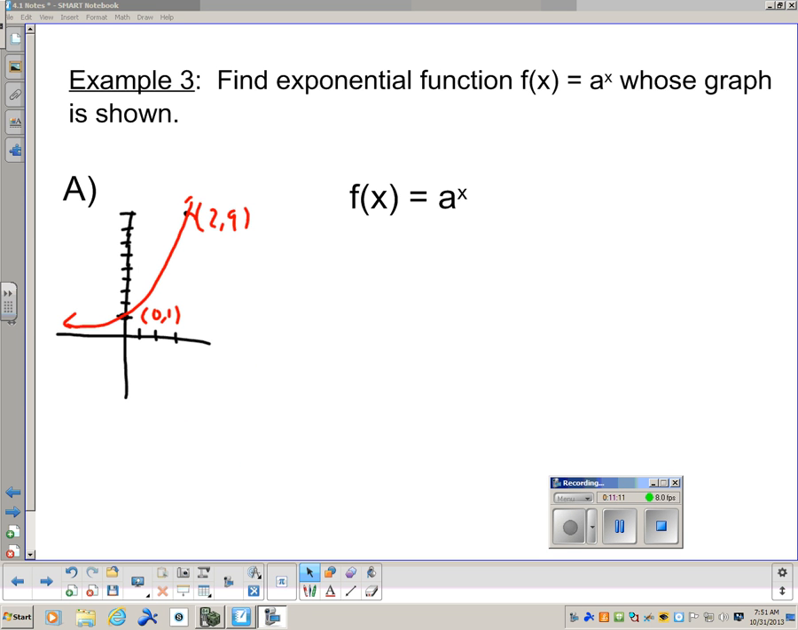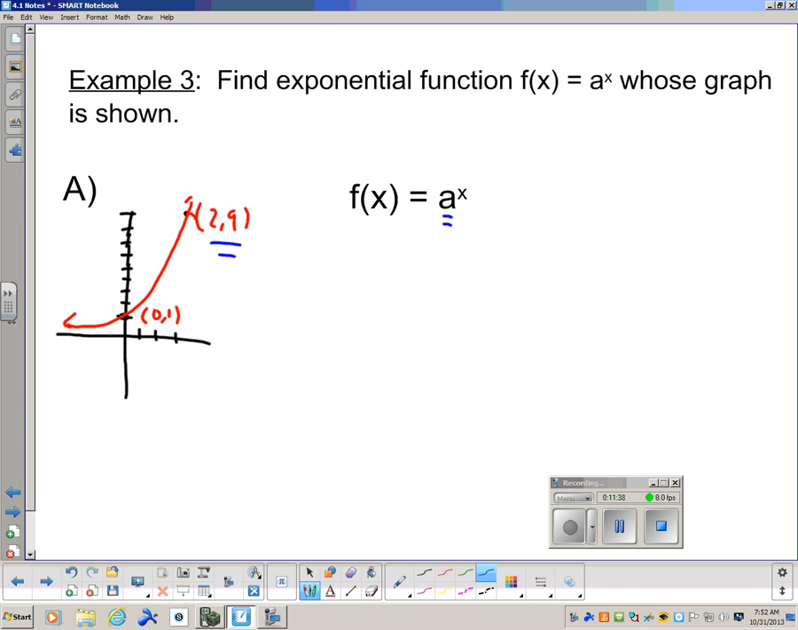We got find the exponential function f of x equals a to the x, whose graph is shown. This one right here, as we're looking at an example of this one, we've got 0, 1, we got 2, 9 there, and we want to go ahead and write the equation. So we got f of x equals a to the x. So we know we have to write it in terms of some value to the x power there, and we need to be able to find that value. So we've got a nice ordered pair over here.